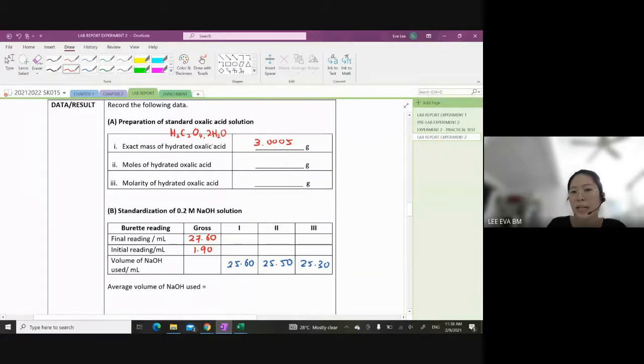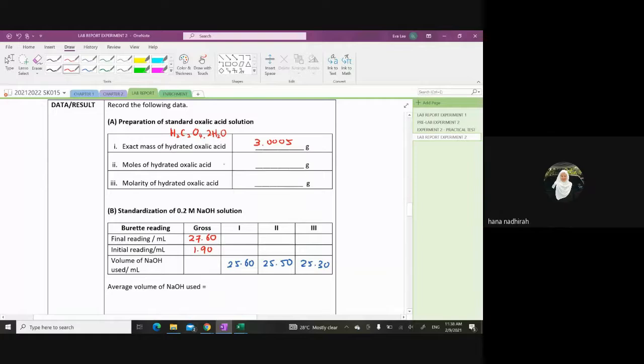So when you want to find the molar mass, we add everything together. That means 2 times 1 plus 2 times 12 plus 4 times 16 plus 2 times 18. The dot here does not mean multiplication in the mathematical sense, it means addition. So you need to add all of this into your molecular mass in order to find the mole of hydrated oxalic acid. So make sure you calculate according to the hydrated oxalic acid. Can you understand? Yes, madam. Okay.